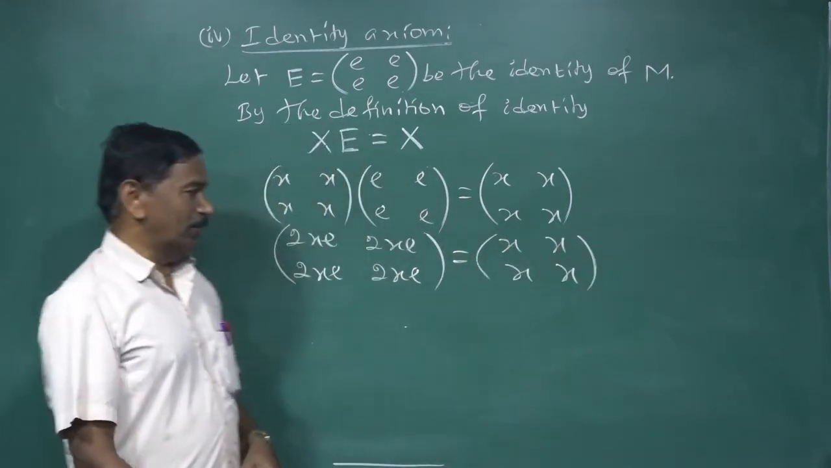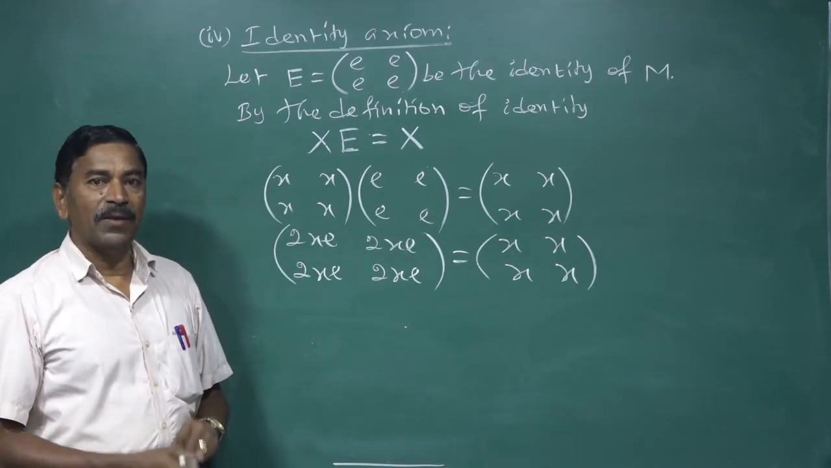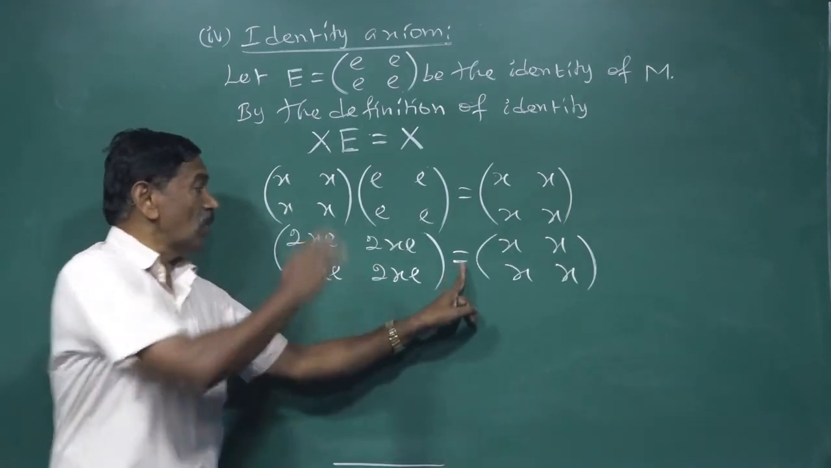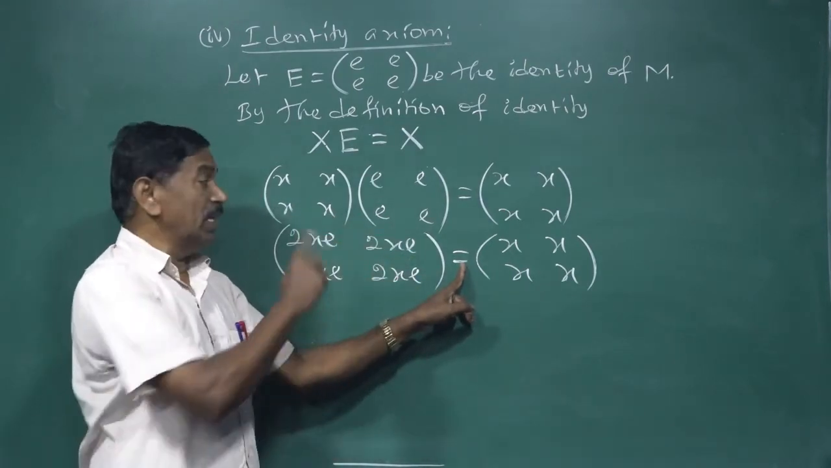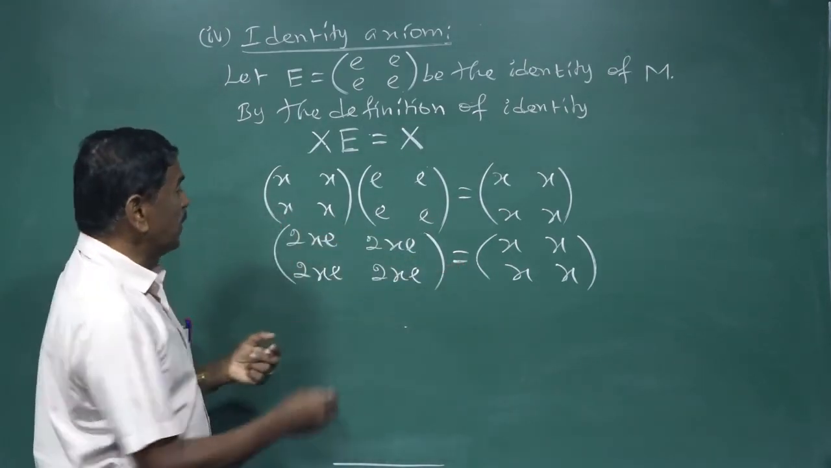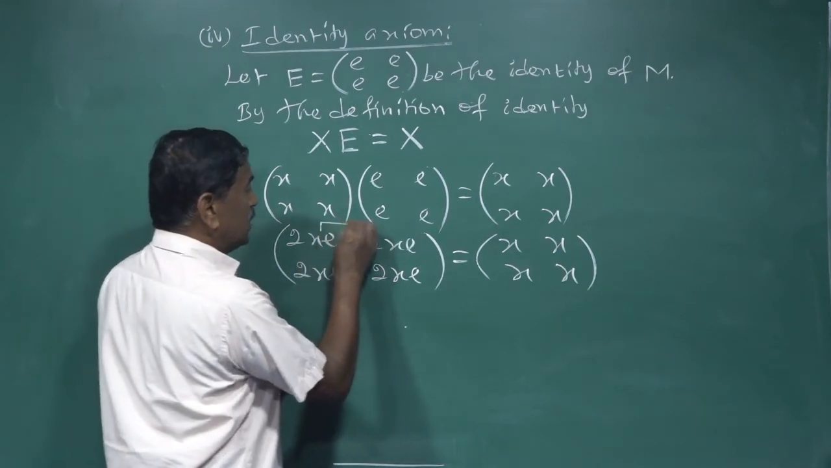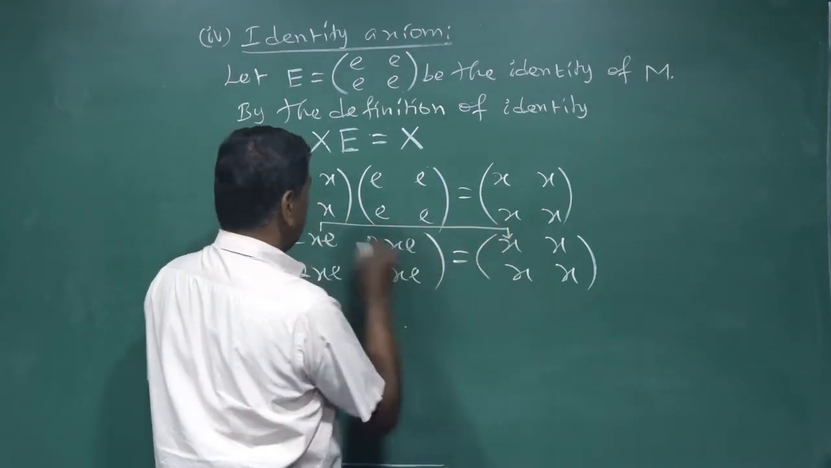Now, next step yourself. Very good. If two matrices are said to be equal, then their corresponding elements are equal. Which means the first element is equal to the first element.